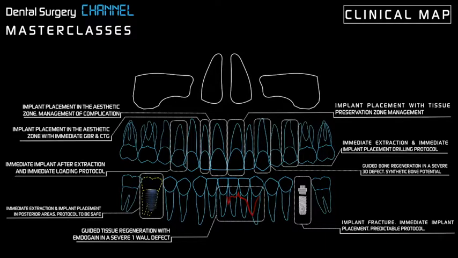And implant placement with tissue preservation zone management, it's because in the anterior areas, these are one of the most challenging areas. We do not want to interrupt. We do not want any papilla collapse. We don't want to move the zenith point upwards. We want tissue, we want papillas, we want like the original gingival architecture intact.